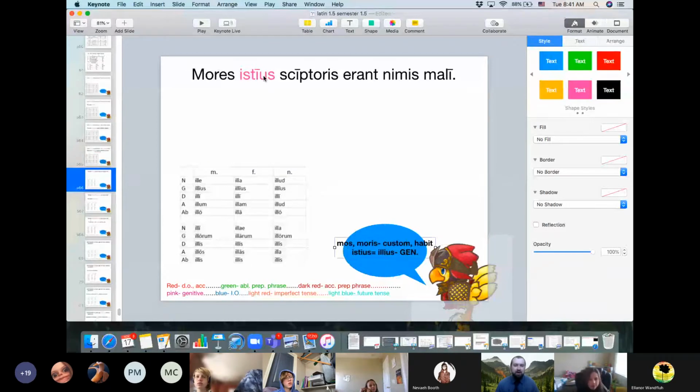But the mores, like of that and of that, what do we need to understand the gender here? Because genitive actually is the same for all genders, so you're not really able to extrapolate a gender. But oh, look, what case is scripturus? Anyone? If scripturus is third declension, what case is it? Anyone?